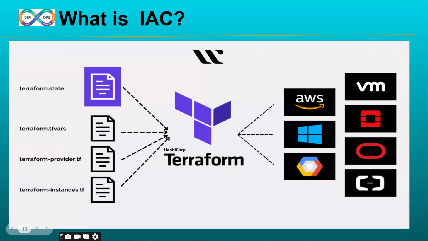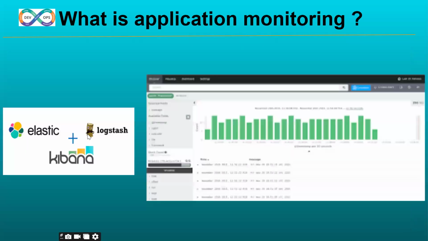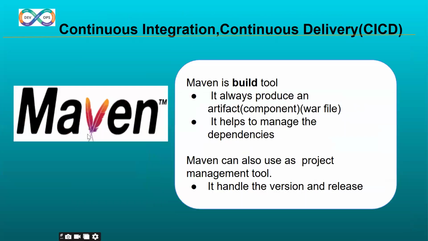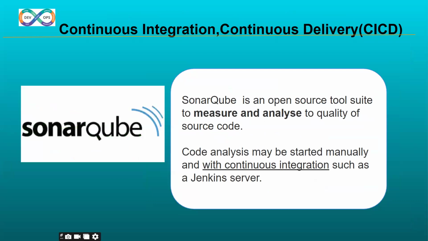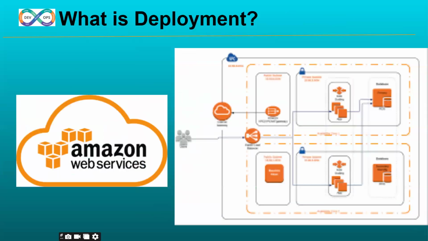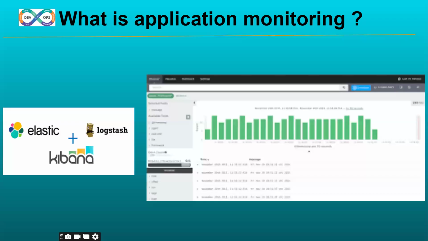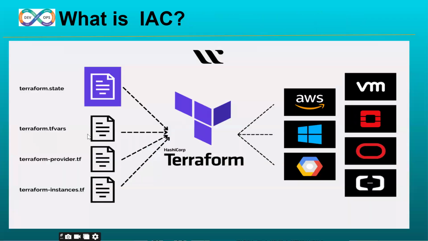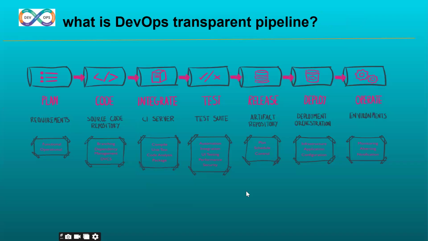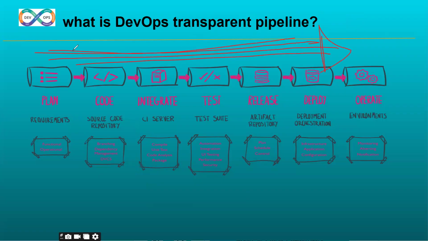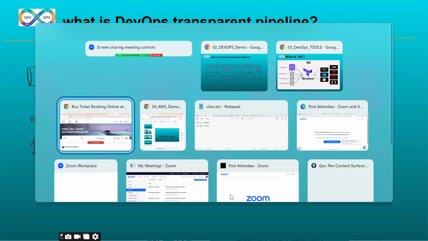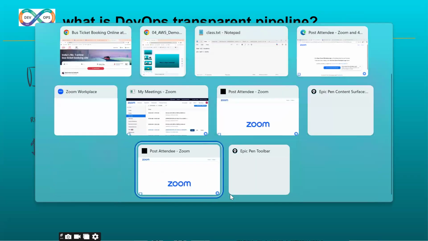Sir, listen very carefully. By helping of Git, Maven, Jenkins, JFrog, SonarQube, Ansible, AWS, Docker, Kubernetes, ELK, and Terraform, we can implement an automated DevOps transparent pipeline. But while implementing this DevOps pipeline, we require an infrastructure also.